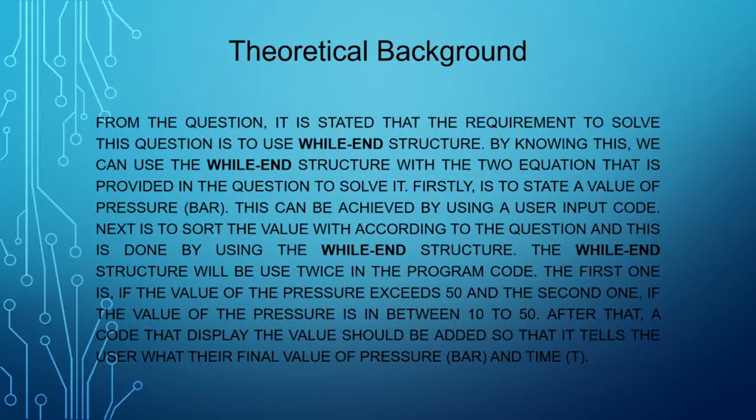This can be achieved by using the user input code. Next is to sort the value according to the question, and this is done by using the while end structure. The while end structure will be used twice in the program code. The first one is if the value of the pressure exceeds 50, and the second one is if the value of the pressure is somewhere between 10 and 50. After that, a code that displays the value should be added so that it tells the user what their final value of pressure, bar, and time is.